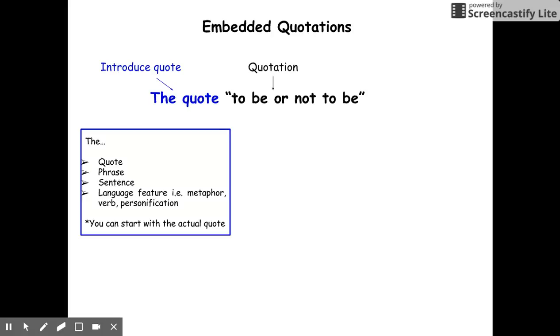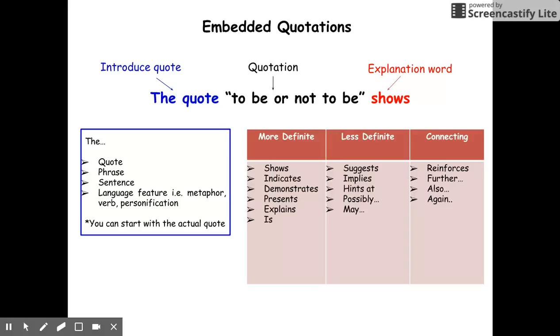However, you would need that maybe circumference for variation, but for the meantime, let's just start with the quote, the phrase, language feature, whatever. Then I have an explanation type word. I'm going to begin the explanation straight away. This is the most important thing, is being able to explain our evidence. Then I have what I call an explanation type word.